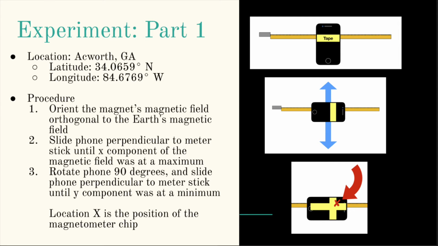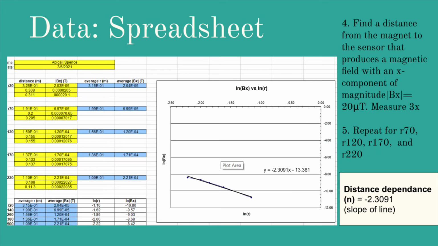Next, I rotated the phone 90 degrees and slid the phone over the meter stick until a max Y value is found and added another tape along the phone at that location. The red X represents the location of the chip. Using the chip location as a measurement indicator, I had to find a distance from the magnet to the sensor that produced a magnetic field with an X component of magnitude 20 microteslas. I had to measure this distance twice to help control for human error. This process was repeated for the magnitude 70, 120, 170, and 220 microteslas in the X direction.